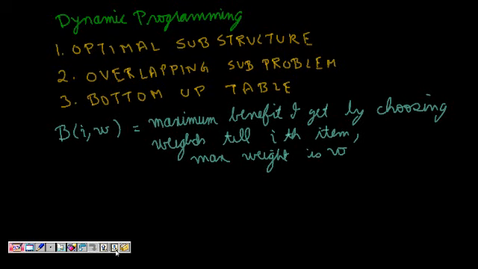So now let's try to see what happens. So we say B(i, w). So this is basically the benefit of choosing from till the ith item, with maximum weight that can be w. So this will be equal to, so the items are w1, w2, w3 till wn, and the benefits are b1, b2, b3 till bn.